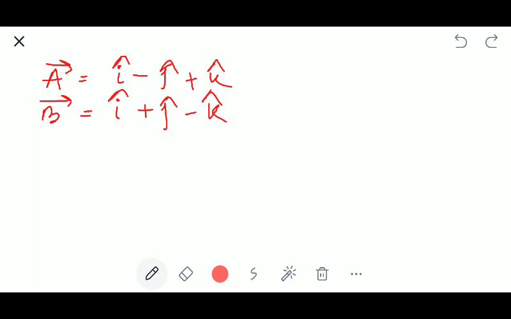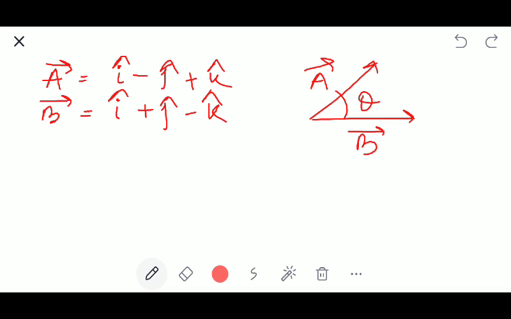Hello everyone, in this video we'll learn how to find the angle between two vectors. Here the two vectors are aligned in this way. Suppose the B vector is in this direction and the A vector is in this direction. Now there is an angle between them.